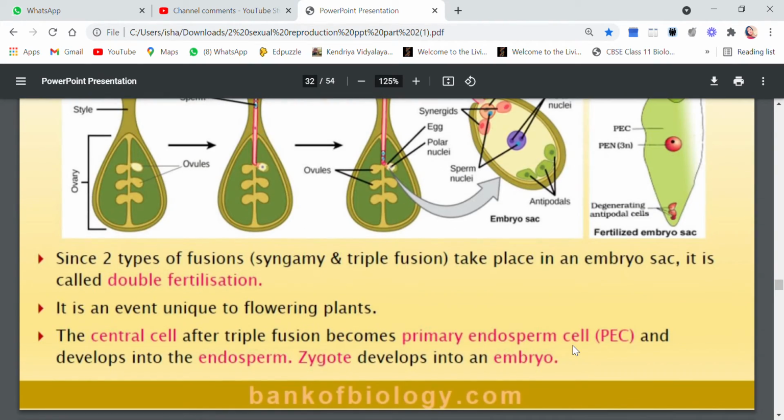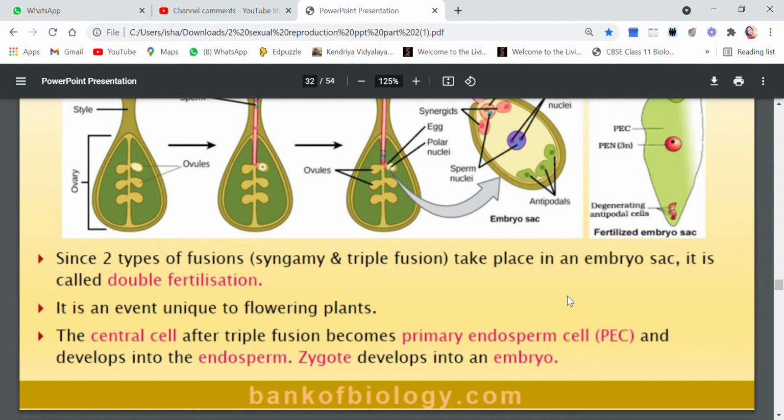Okay, so since two types of fusion, syngamy and triple fusion, take place in the embryo sac, this is the embryo sac, it is called double fertilization. It is an event unique to flowering plants.